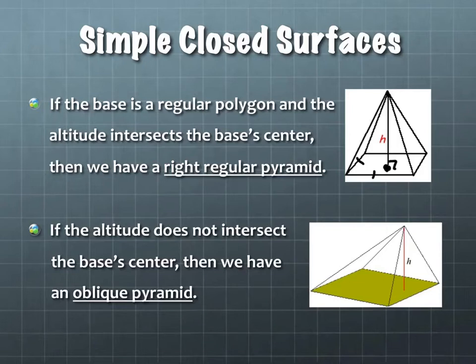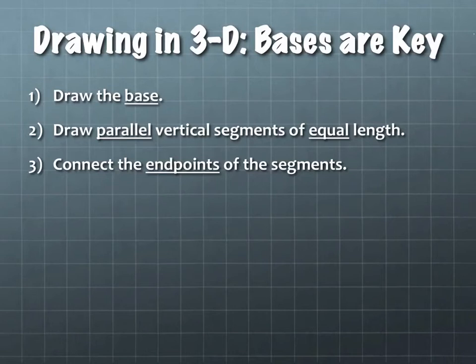It can be very difficult to draw these. I'm not an artist, and so I find them difficult to draw myself. So here are some keys to help you draw them in a way that visually makes them look correct. Draw the base first. Is it a square? Is it a rectangle? Is it a triangle? Start with the base. Draw parallel vertical segments of equal length.